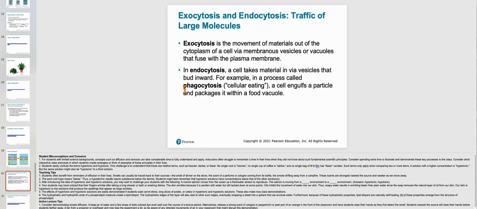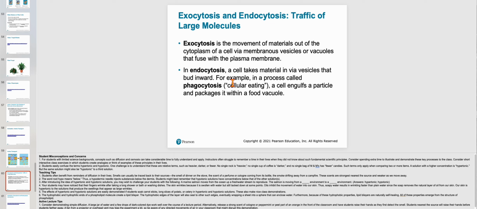One of them is called phagocytosis, and that's what your white blood cells do. So white blood cells do phagocytosis. That is when your white blood cells go around looking for germs. They go looking for germs. And once they find the germ, they actually eat it up. And that process of eating up the germ is called phagocytosis. It's a subset, an example of endocytosis.